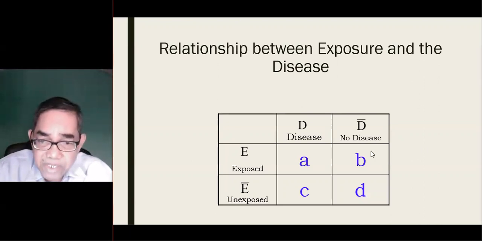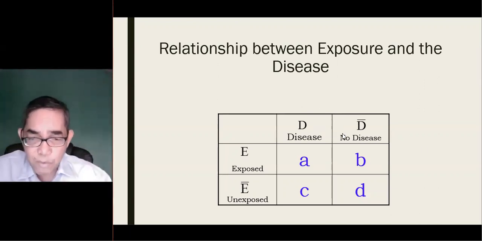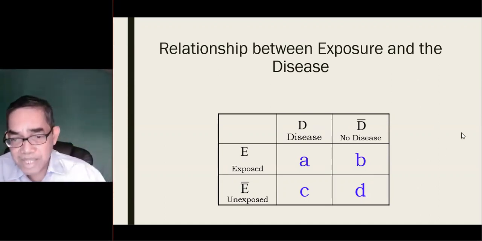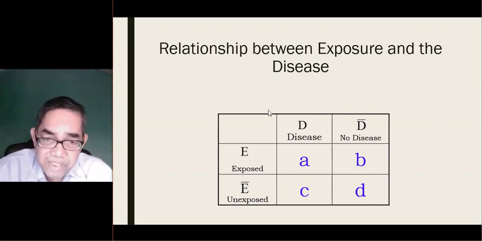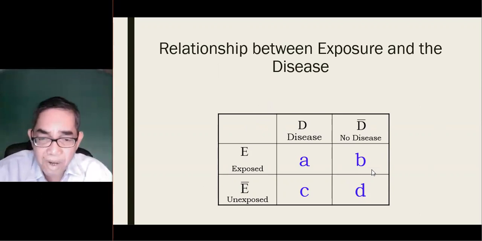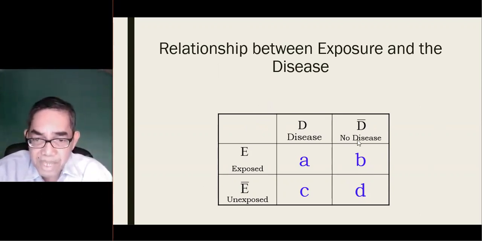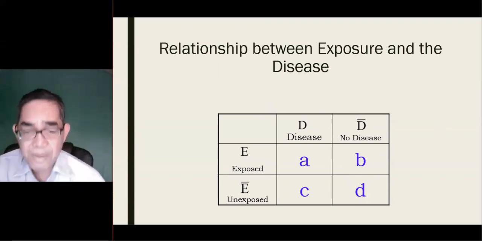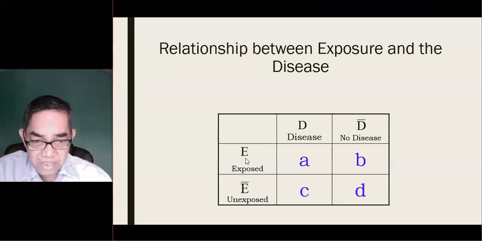Okay, and this is the two-way table, the 2x2 table, and I would like you to be familiar with this table because we'll be going back to it time and again. So here in this two-way table, the columns represent the disease, where D is the disease, D bar, no disease, people with no disease. And the rows represent the exposure or the independent variable, where the exposed is represented by an E and the unexposed represented by an E bar.